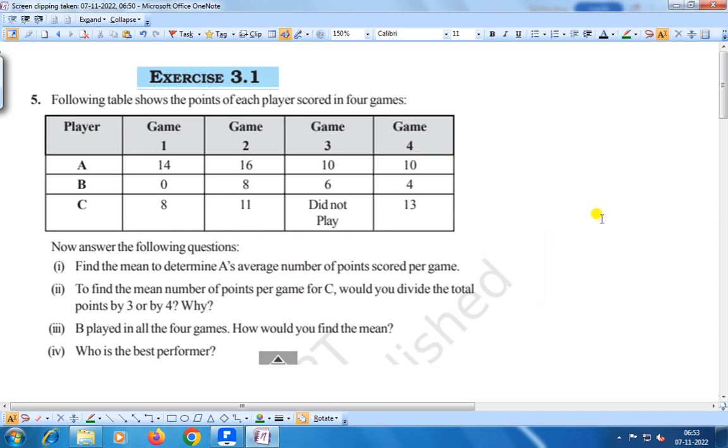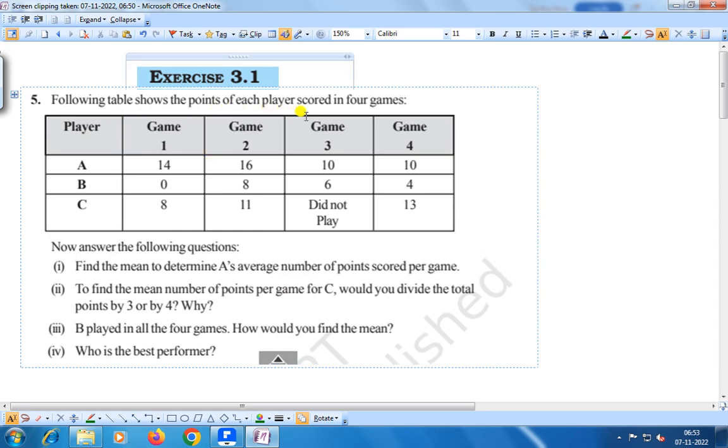The following table shows the points each player scored in 4 games. Player A scored 14 in game 1, 16 in game 2, then 10 and 10. Player B scored 0, 8, 6 and 4. Player C scored 8, 11, did not play, and 13. Now answer the following questions. Find the mean to determine the average number of points scored per game.